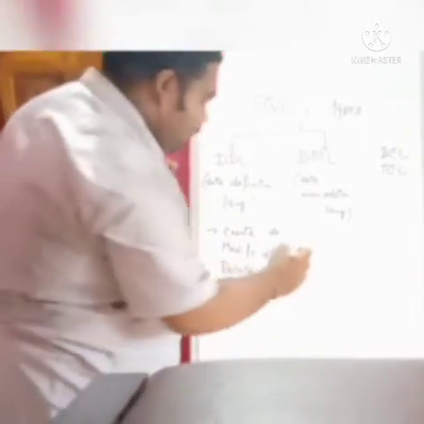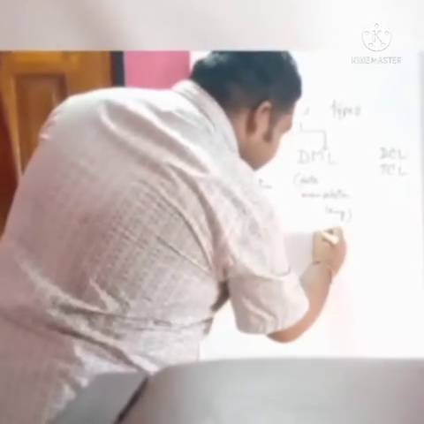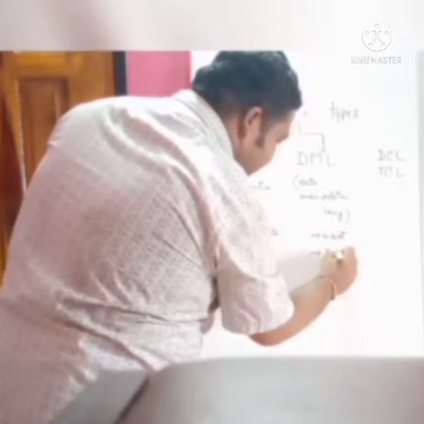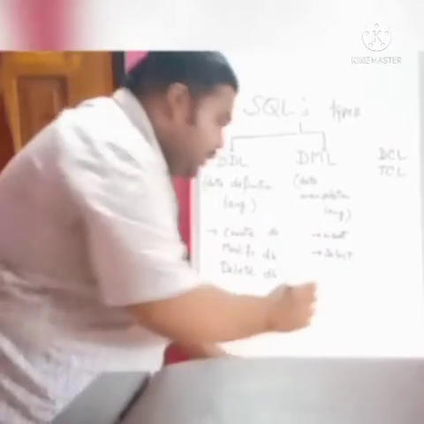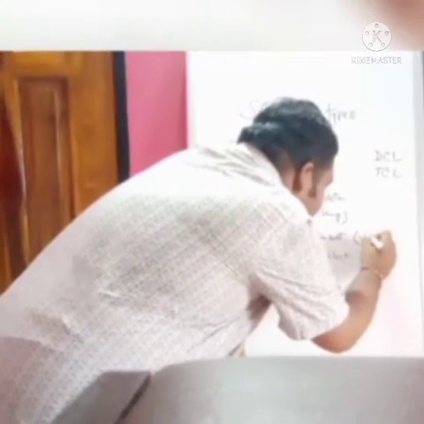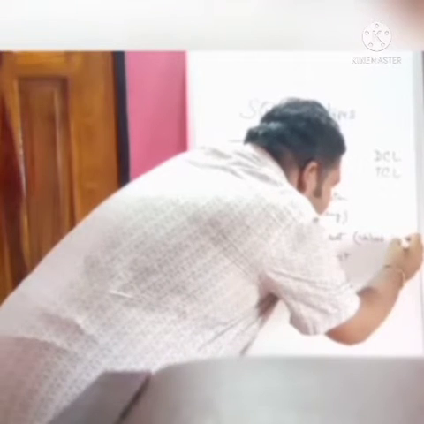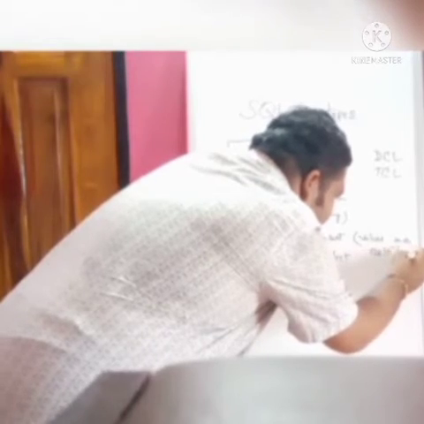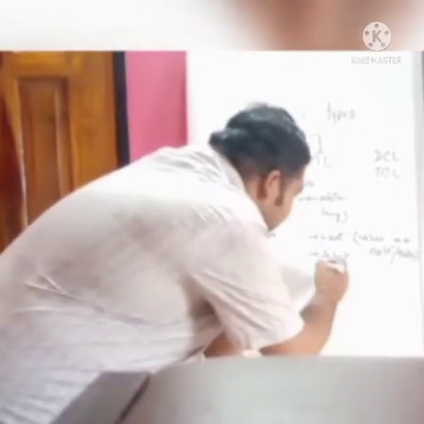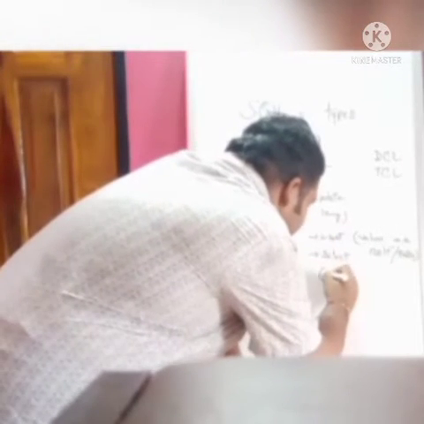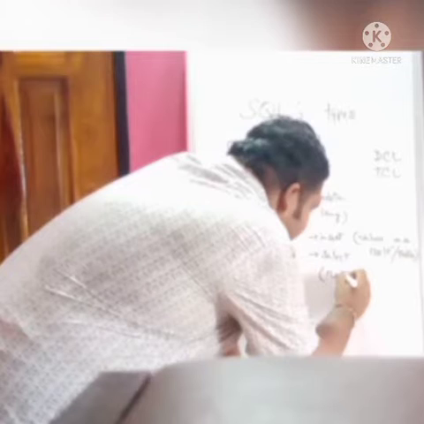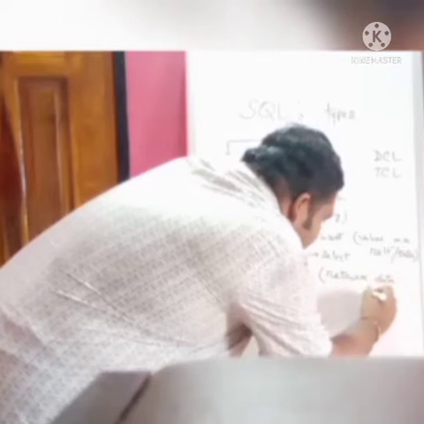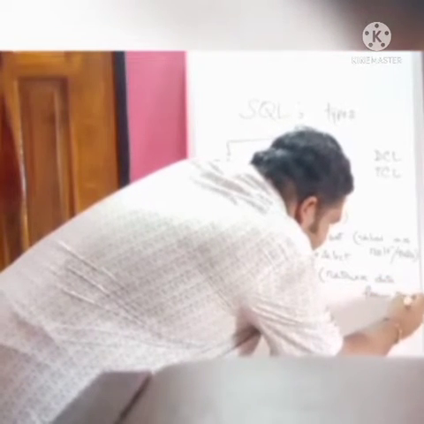With DML, data manipulation language, we can insert values in a database. Insert, select, all these operations we can perform. Insert means we can put values into a relation table, a database table. We can select. Select means what? Select is used to retrieve data from the database.